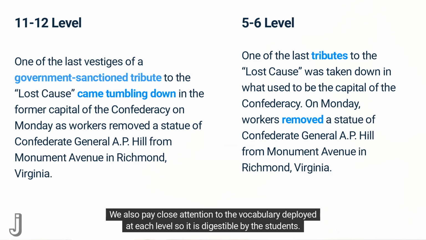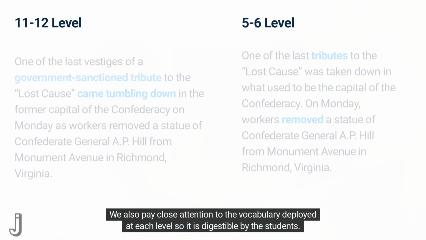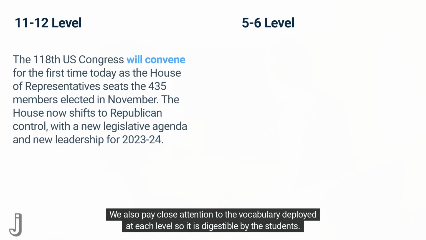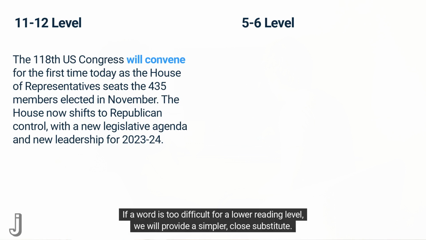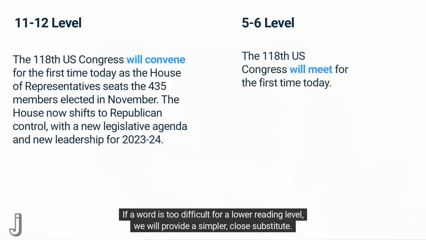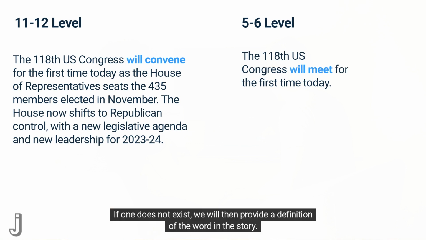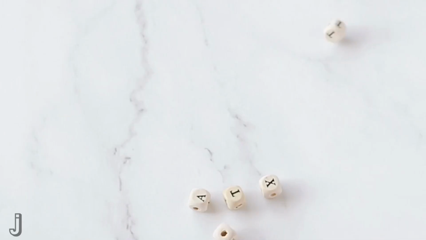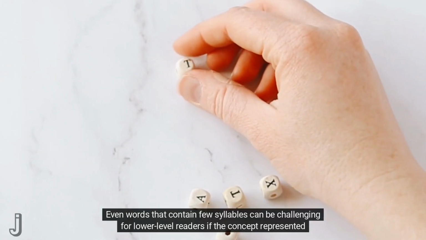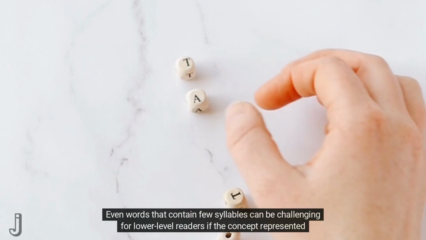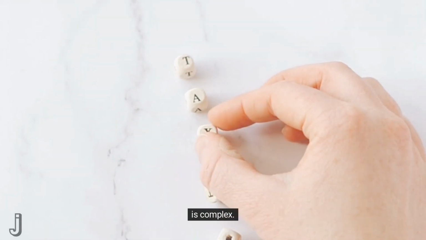We also pay close attention to the vocabulary deployed at each level, so it is digestible by the students. If a word is too difficult for a lower reading level, we will provide a simpler, close substitute. If one does not exist, we will then provide a definition of the word in the story. Even words that contain few syllables can be challenging for lower-level readers if the concept represented is complex.